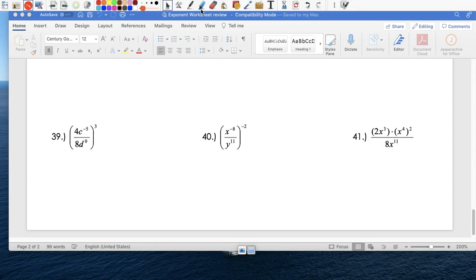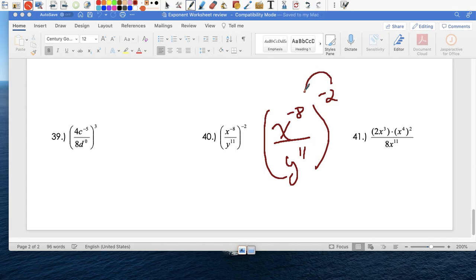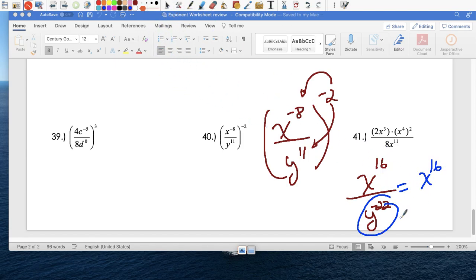So again, let me just write this a little bigger. X to the negative 8 raised to the negative second power over y to the 11th. Okay. Take that guy and multiply it by every exponent inside the parentheses. So we're going to have x. Negative 8 times negative 2 is 16. And the y, it's 11 times negative 2, which is negative 22. You're not going to leave that answer as it is because it has a negative exponent. So make one tiny adjustment. X to the 16 stays where it is, and then y to the negative 22nd power goes to the numerator right next to x, and that's my final answer. Okay? Very, very easy.